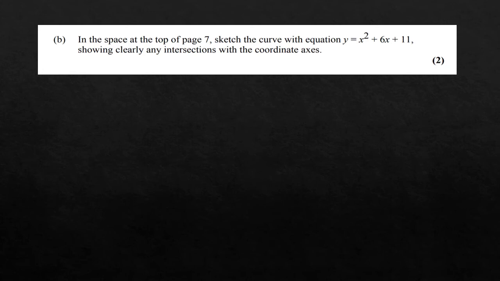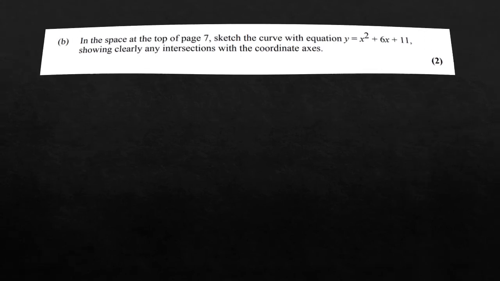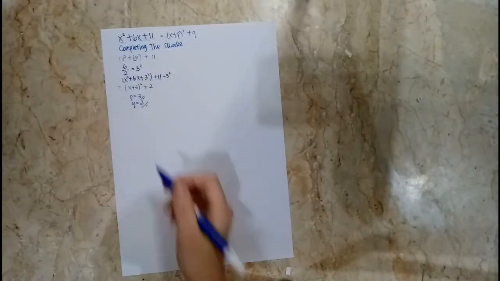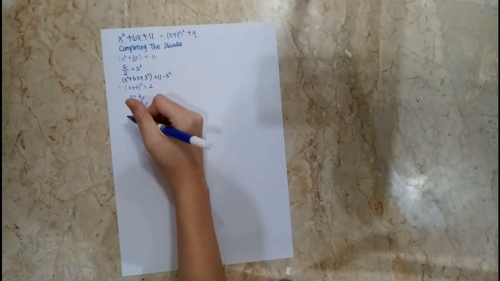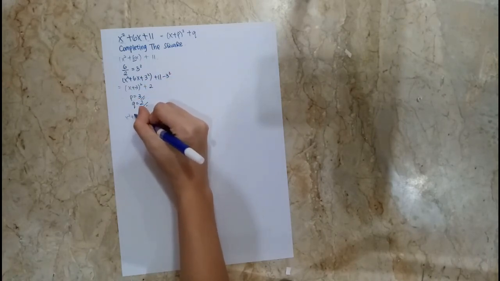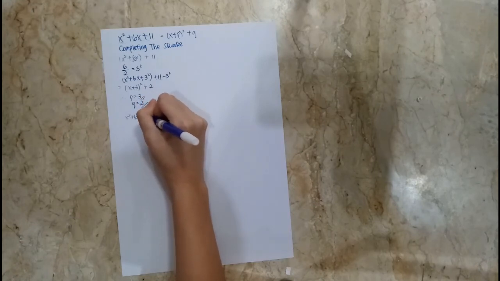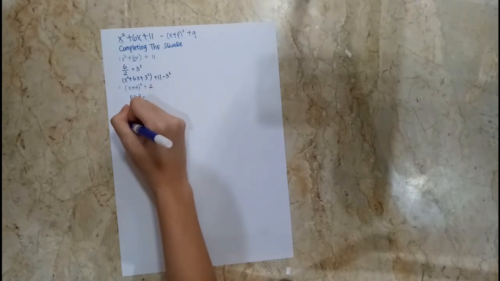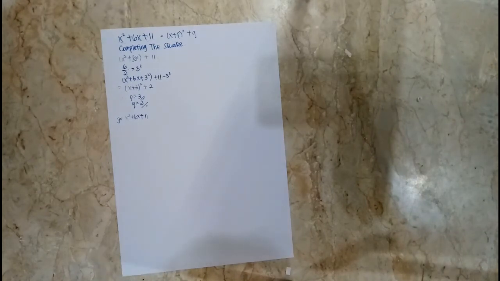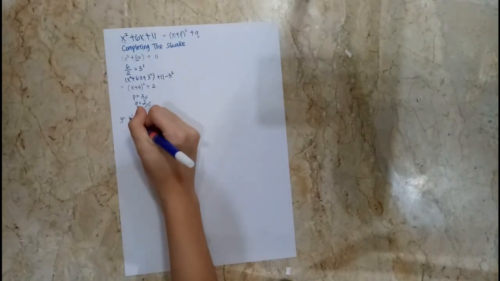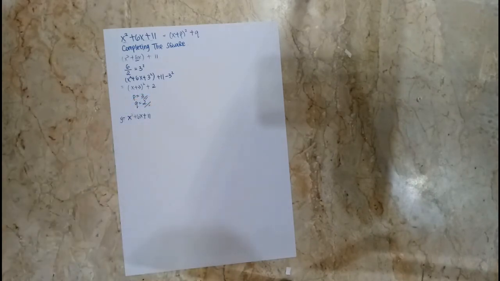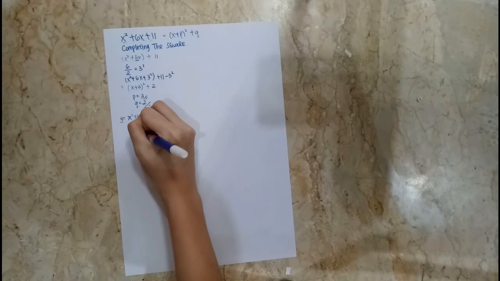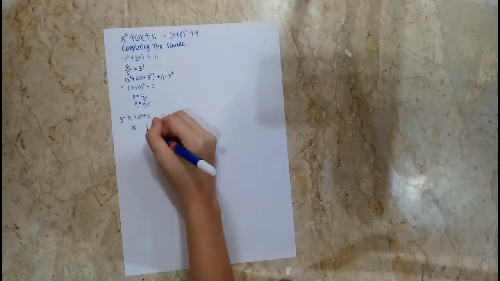Next question. So again, feel free to pause the video and resume when you're done. The next question is to sketch a curve of the equation x squared plus 6x plus 11. So what do we need to do to sketch this equation? First of all, we need to construct a table of x values and y values.